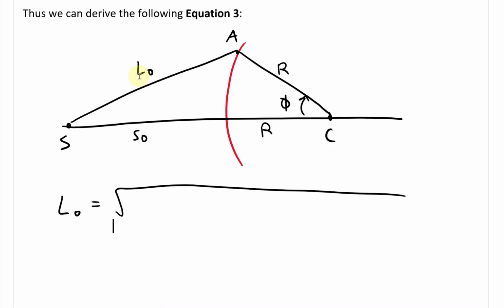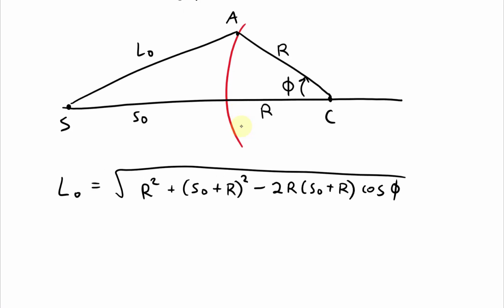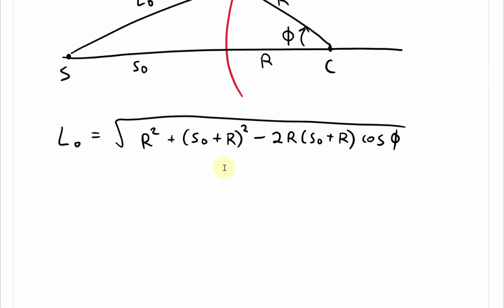So the opposite side is LO, and then we're going to have the other sides squared. This is going to be R, that's one side, and the other side is these two together. So we're going to have R squared plus (SO plus R) squared minus 2 times those sides. It's going to be 2 times R times (SO plus R). And then we're going to have cosine, because again, it's the law of cosines, cosine of this angle, phi. And this is our equation 3, but part A of equation 3.